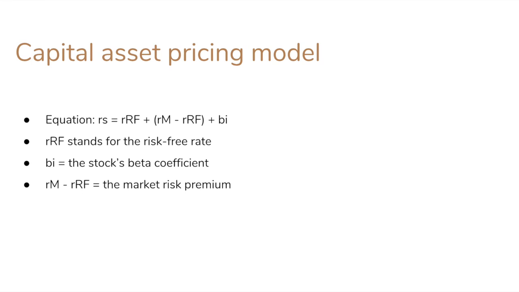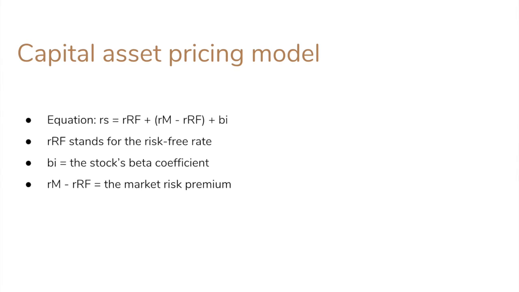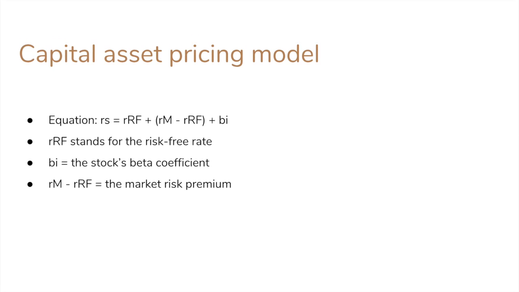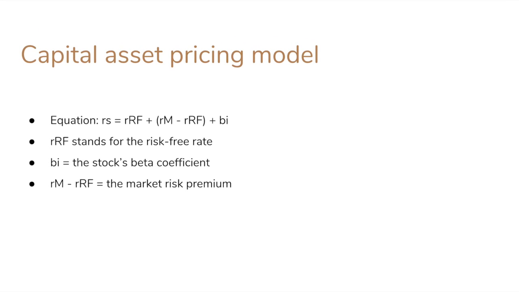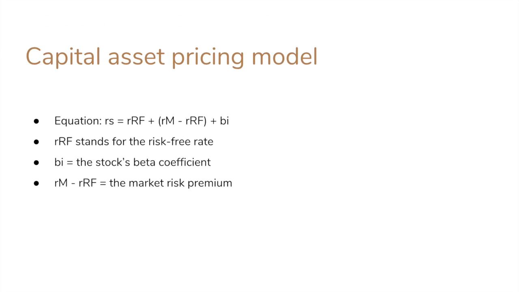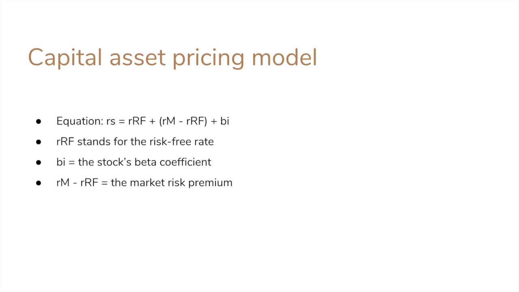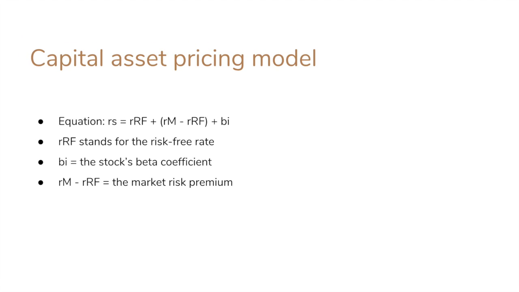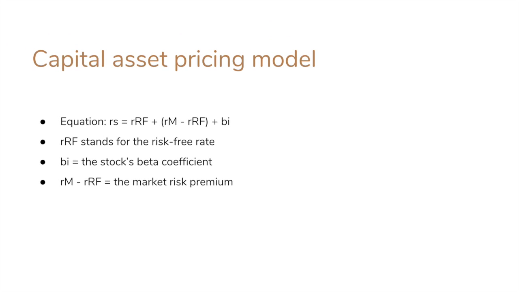Another principle that we have learned through this class thus far is the capital asset pricing model. The CAPM is the most widely used method for estimating the cost of common equity. The equation is shown above. R sub RF is the risk-free rate. A general rule of thumb is to use a 10-year Treasury bill bond rate to measure it, yet some analysts prefer to use the short-term Treasury bill rate.